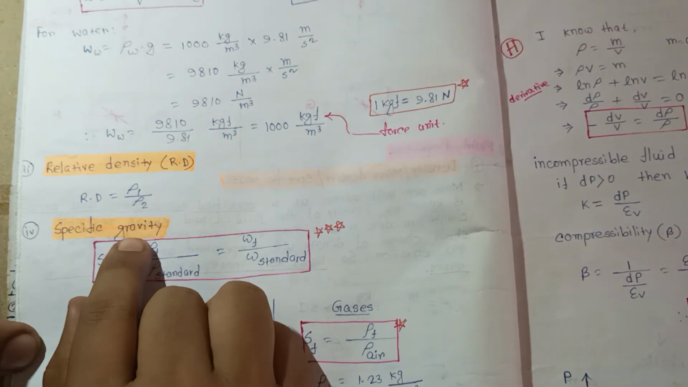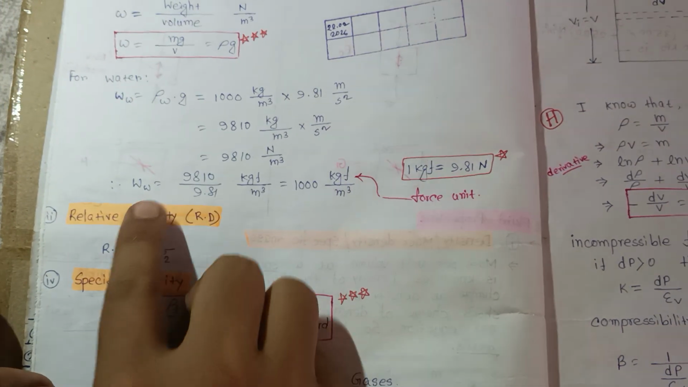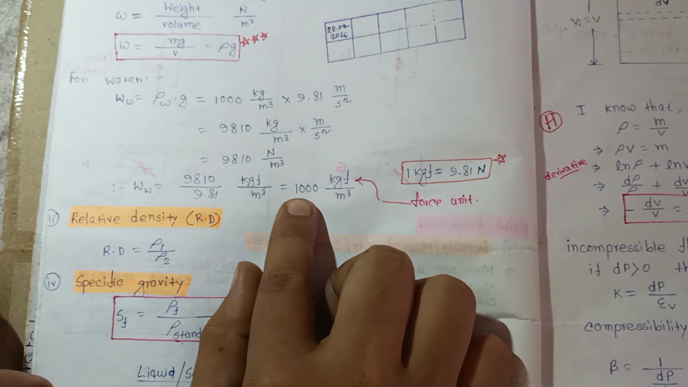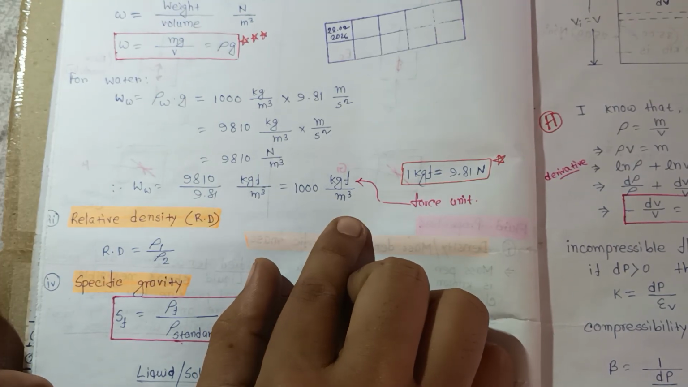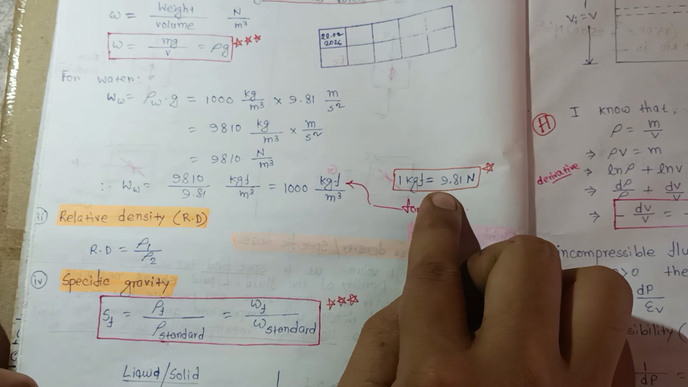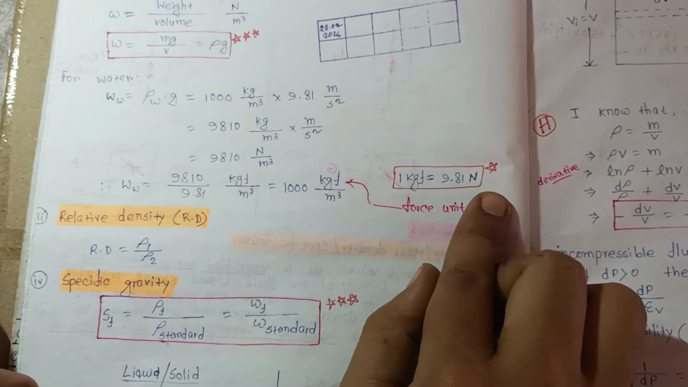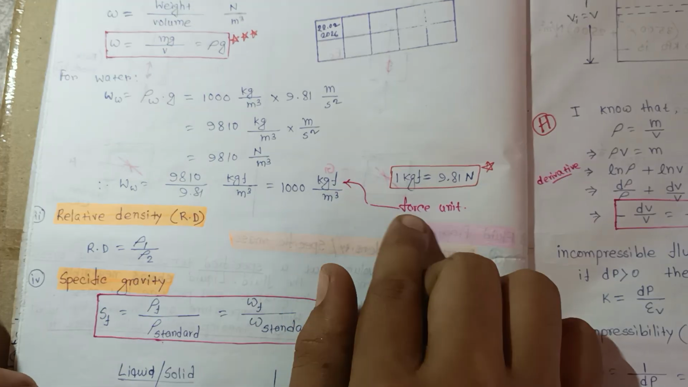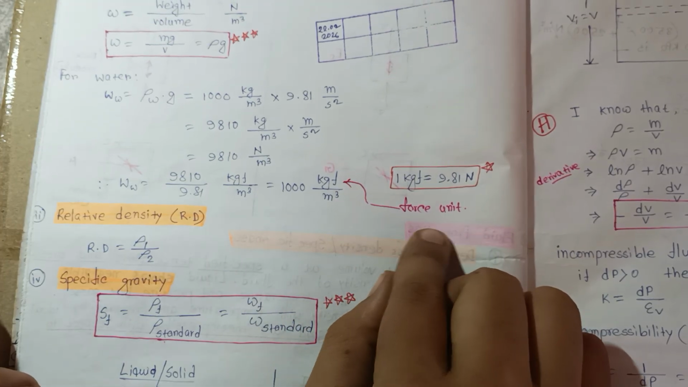Okay, so if you want to calculate specific weight for water in kgf per meter cube, that will be 1000 kgf per meter cube, and 1 kgf is equal to 9.81 Newton. So kgf is the force unit.